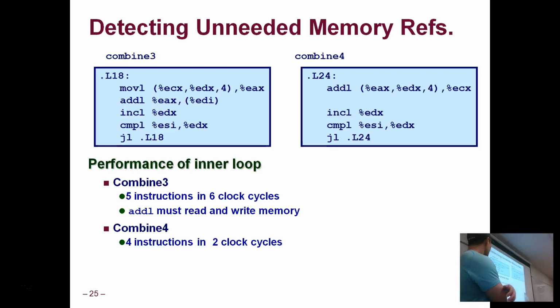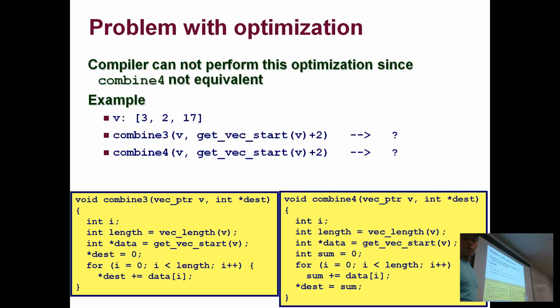The one on the left is implemented in 5 instructions and runs in 6 clock cycles, versus the one on the right, which is 4 instructions and 2 clock cycles. So this is the optimization, and just a tiny part of the inner loop is going to save you a factor of 3. But it's too bad the compiler can't do this optimization, because combine 3 and combine 4 aren't functionally equivalent, unfortunately.